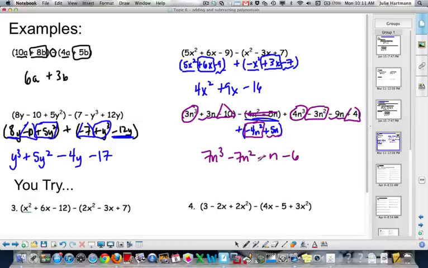So that's it. Adding and subtracting, pretty basic. You just find your like terms and combine them. Don't forget, when you're subtracting, to subtract everything, or just change it to adding the opposites. So that's it. Go ahead and try those, and I'm going to go on to topic 7 on the next video.